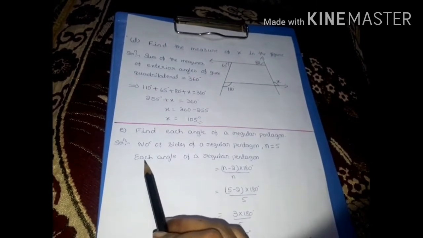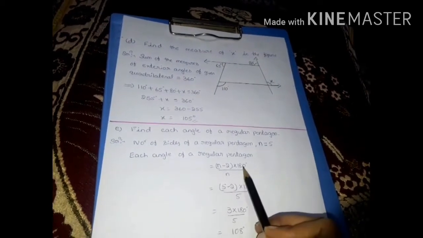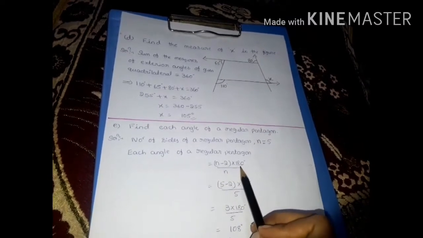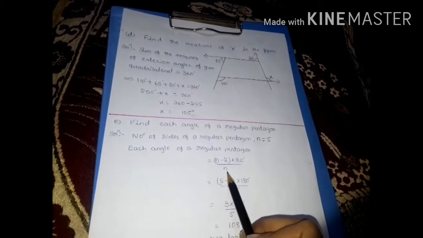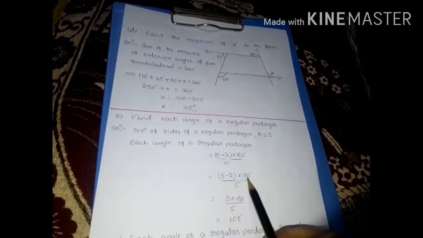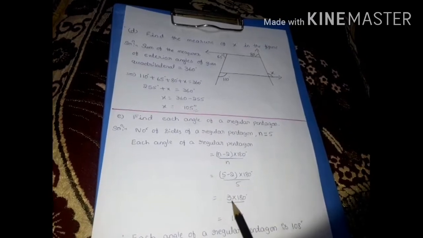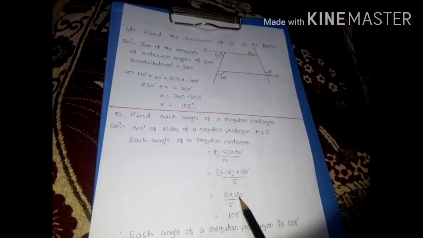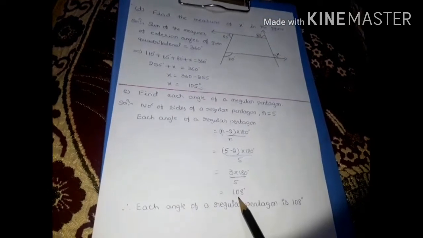Already we know the formula. Each angle of a regular pentagon is given by this formula for any regular polygon, children: (n minus 2) into 180 divided by n. n indicates the number of sides in a polygon. Here n value is 5. Substitute in this formula: (5 minus 2) into 180 divided by 5, which is 3 into 180 divided by 5. 5 ones are 5, 5 threes are 15, 5 sixes are 30, 36 times 3 is 108.